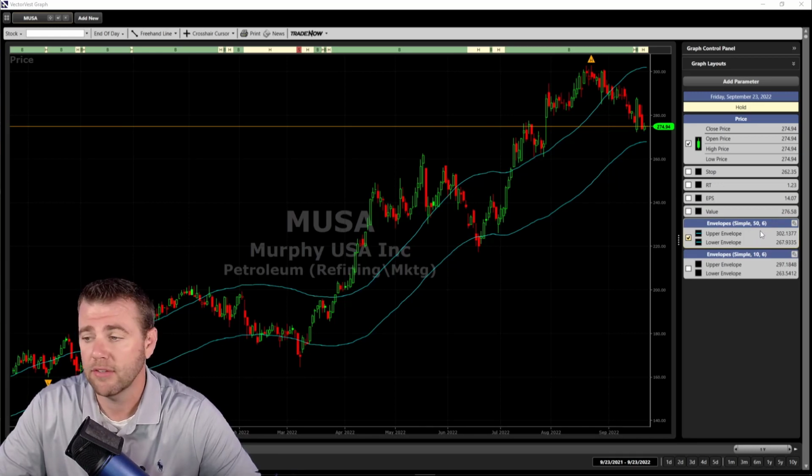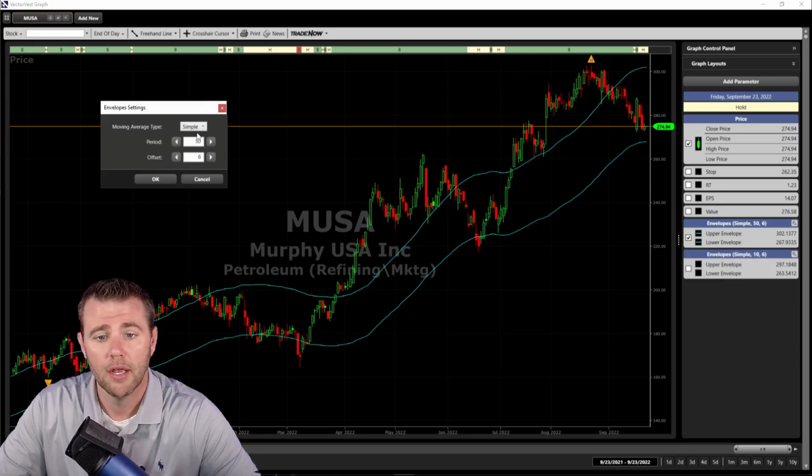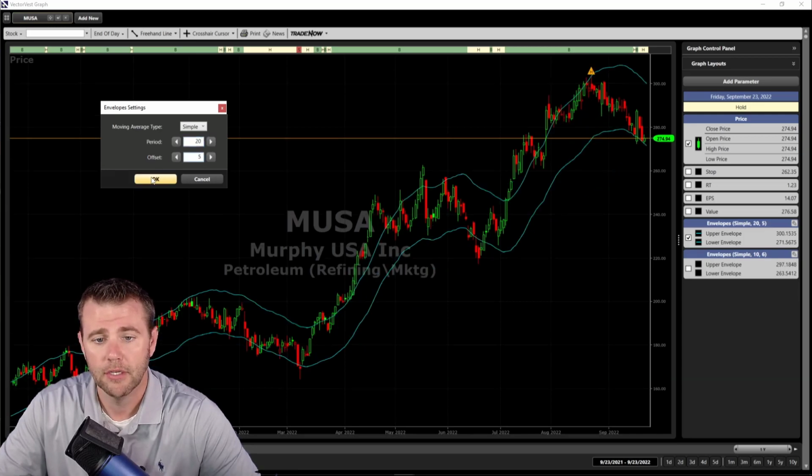So to customize it, all we got to do is simply right click on the box here and go to change the settings. And then we'll change the period back to a 20 and the offset down to a 5. Say OK.